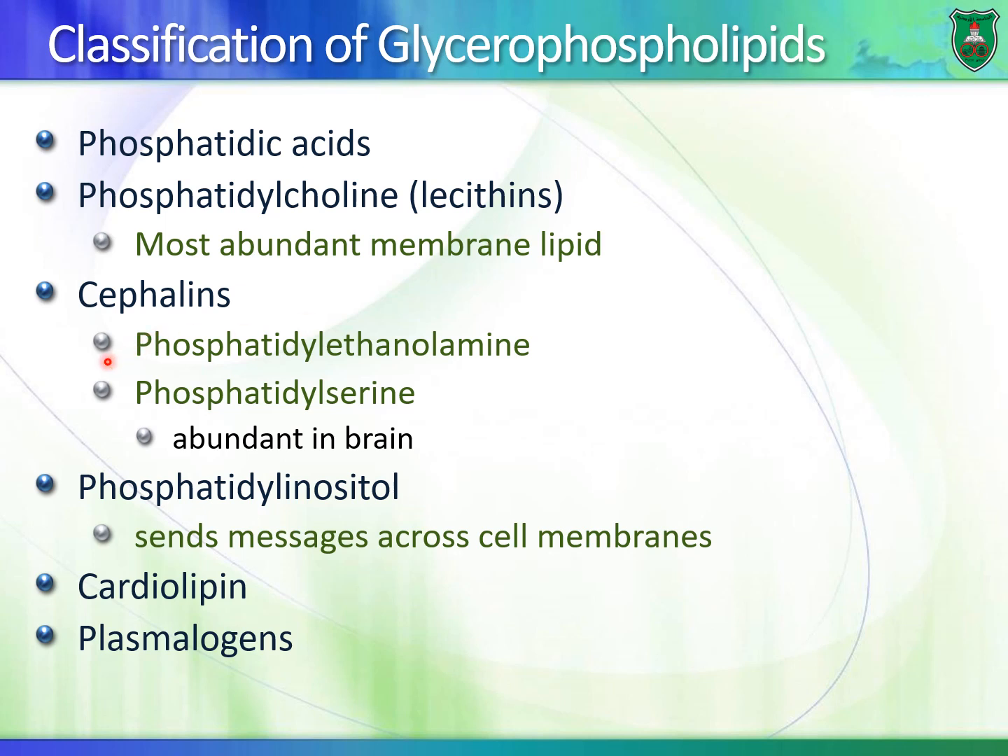We have other types like cephalins, which are both phosphatidylethanolamine and phosphatidylserine. Now, phosphatidylserine is abundant in brain tissue. We have phosphatidylinositol, so we have a sugar molecule attached to it, and it's known as inositol. Now, phosphatidylinositol is present in cell membranes, and it's important in signaling. Now, we have other types, specialized types like cardiolipins and plasmalogens.